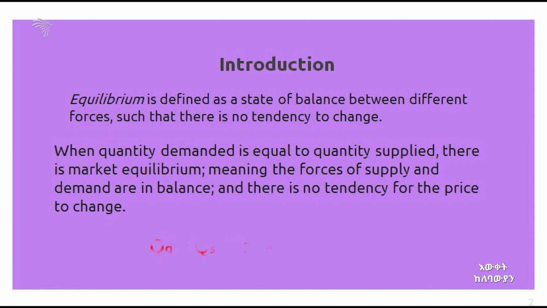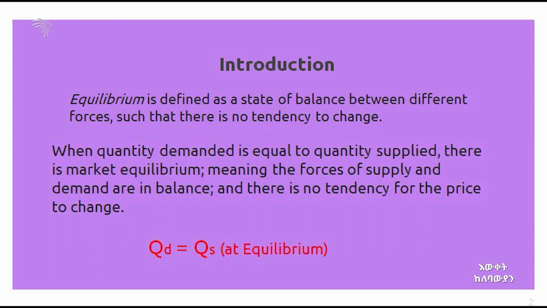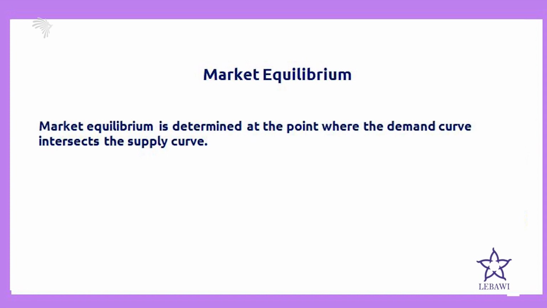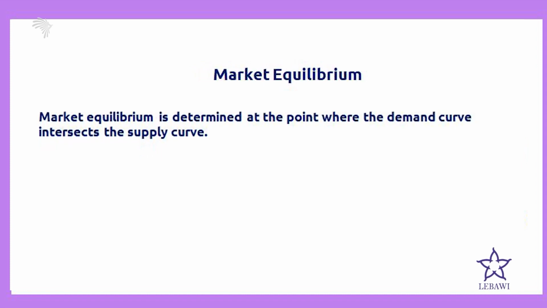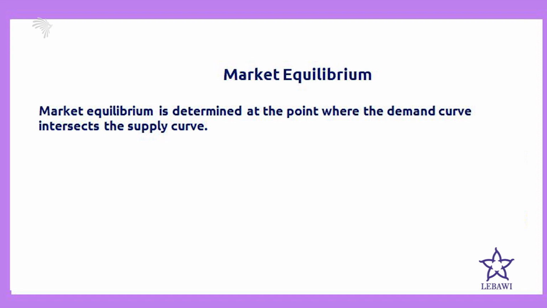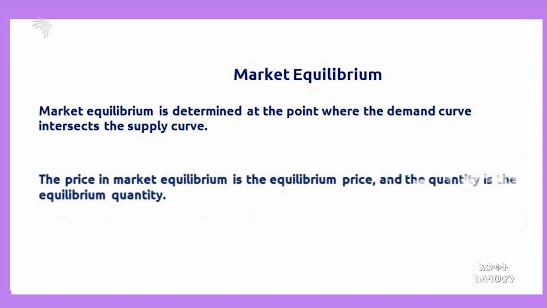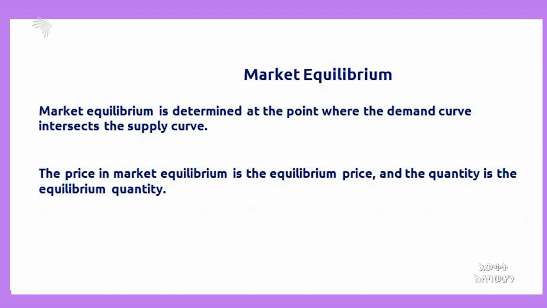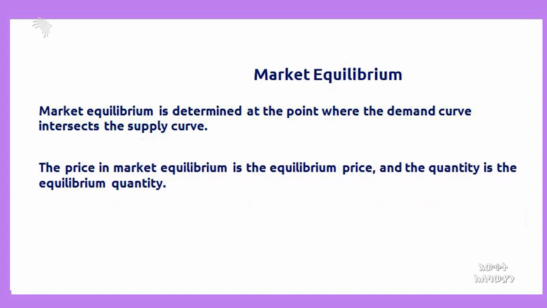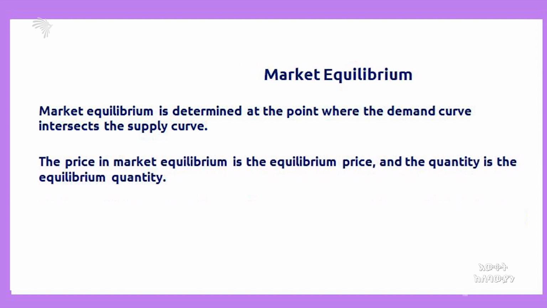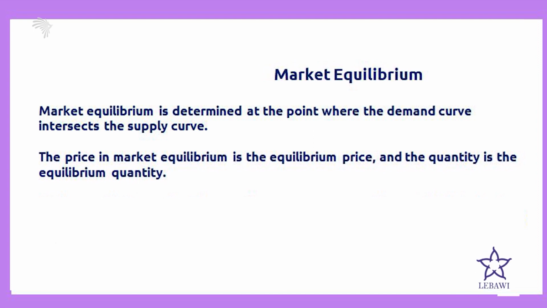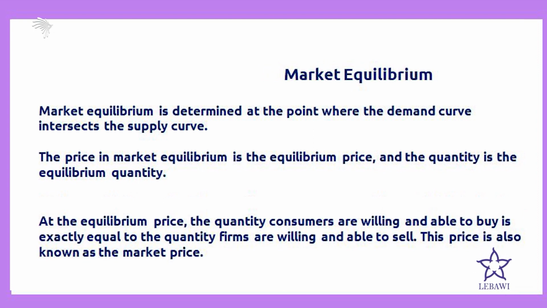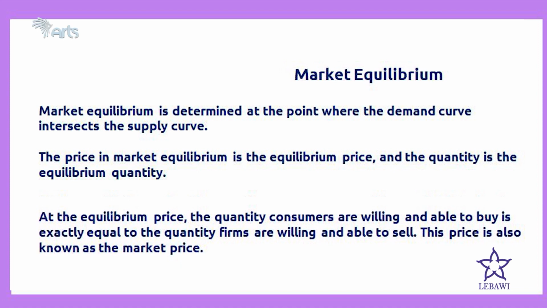So remember, at equilibrium, quantity demanded is equal to quantity supplied. So equilibrium is very important in the market because at market price, the demand curve intersects the supply curve. So that's why the intersection point is called equilibrium. And if we trace the price, that price is called equilibrium price. And if we trace the quantity, that quantity is called equilibrium quantity. So to understand equilibrium further, we need to understand demand and supply.